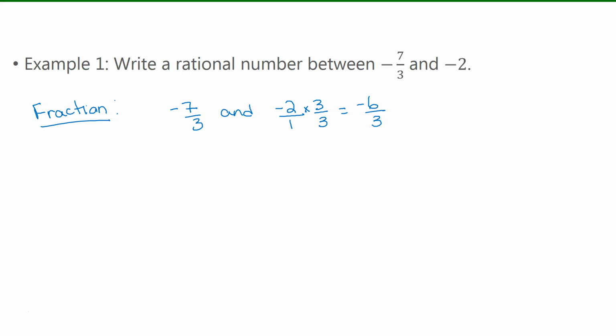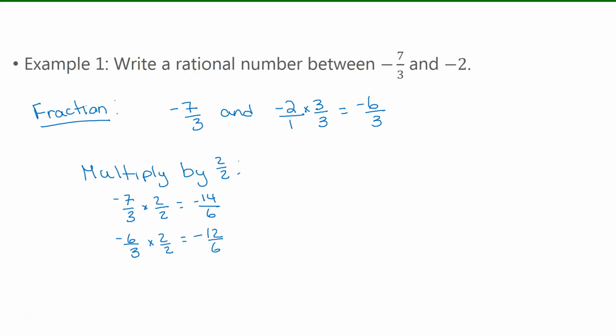So now between -7/3 and -6/3, it's hard to find a number in between those. So what we do in that case is we multiply by 2/2 to find an equivalent fraction. So that gives us -14/6 now, and then -12/6. So now we're able to find a fraction in between. So one such rational number in between those fractions could be -13/6.